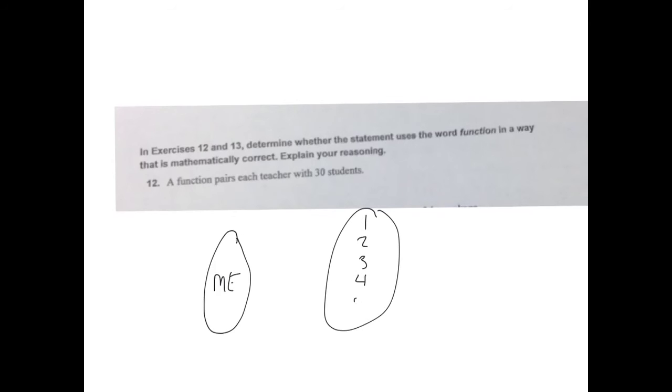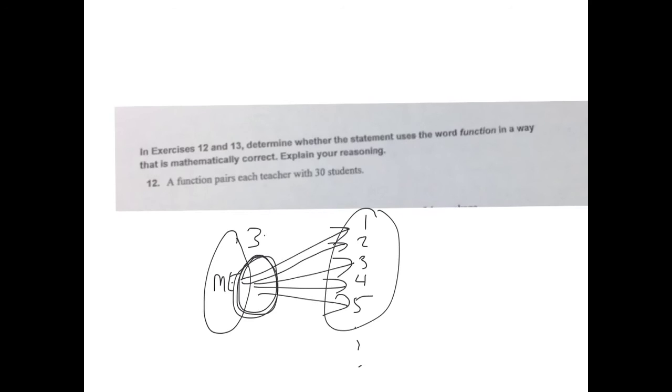Alright, next one is the verbal. It says a function pairs each teacher with 30 students. So this would be me, the teacher. This would be the 30 students. Over here, dot, dot, dot. Me with the first student, me with the second student, me with the third student, me with the fourth, me with the fifth. You see the story here.